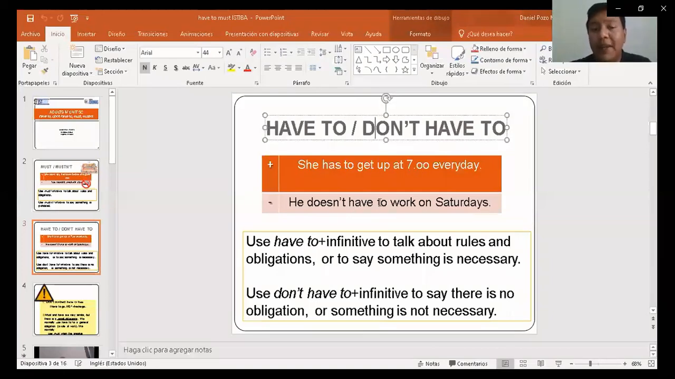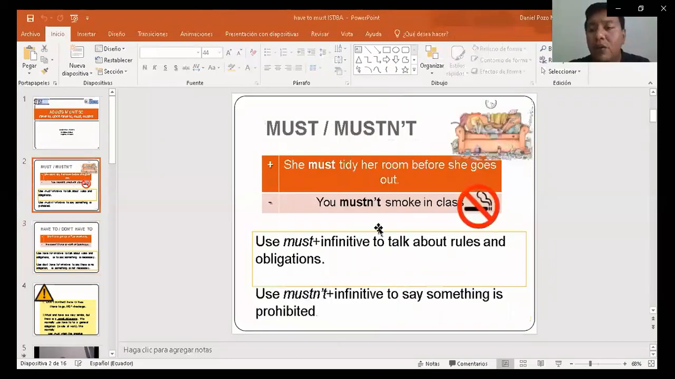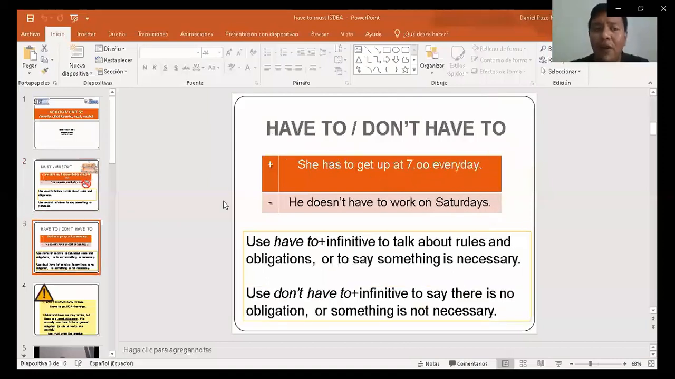Entonces, miren la diferencia. Veamos la regla. Use have to infinitive to talk about rules and obligations or to say something is necessary. Use don't have to infinitive to say there is no obligation or something is not necessary. Entonces, si yo utilizo must para obligaciones y también utilizo have, ¿cuál de los dos puedo utilizar mejor?